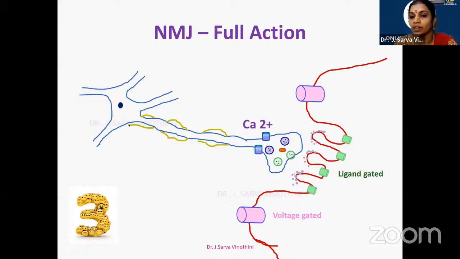So they open when acetylcholine comes in. But these are voltage-gated sodium channels, they respond to the change in the voltage of this membrane. So these three receptors, again number 3, have to come into action when you're going to talk about an action potential.